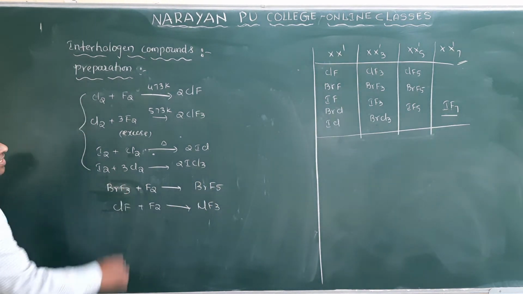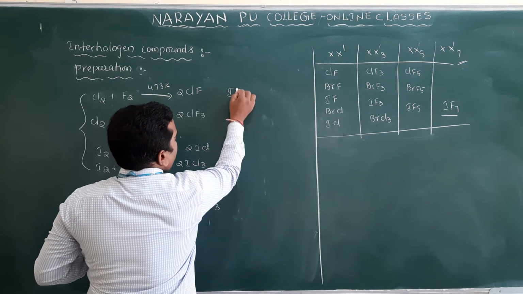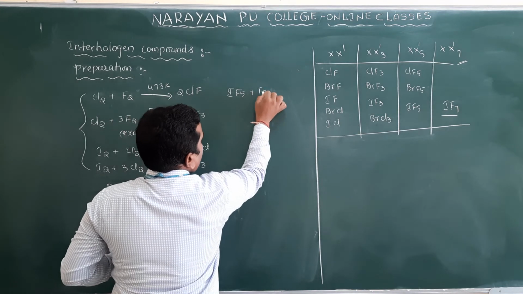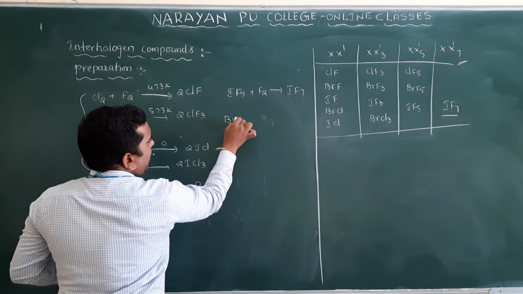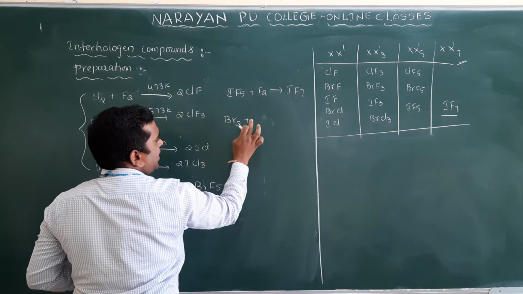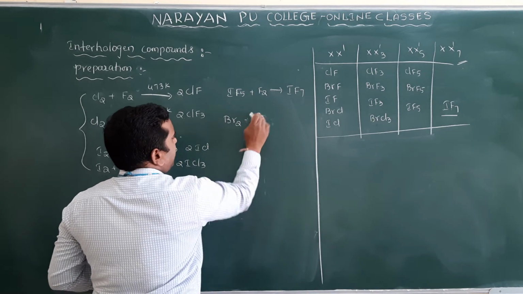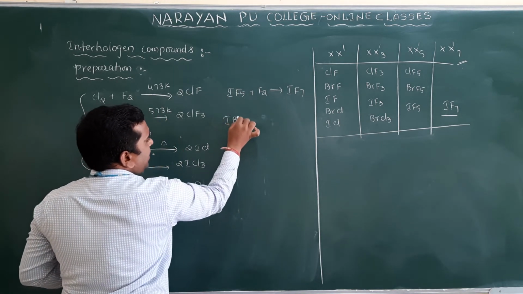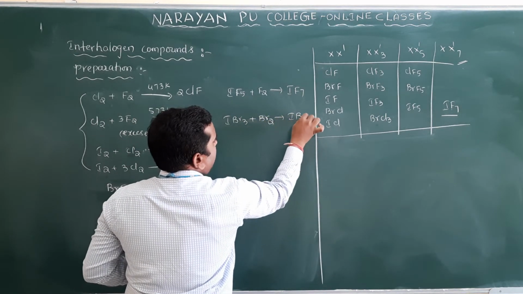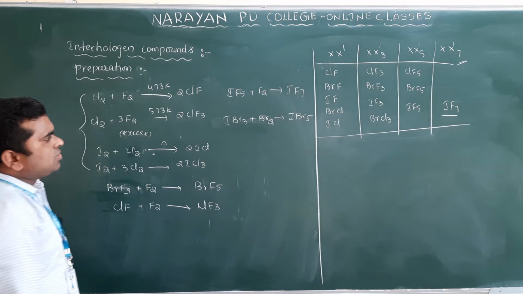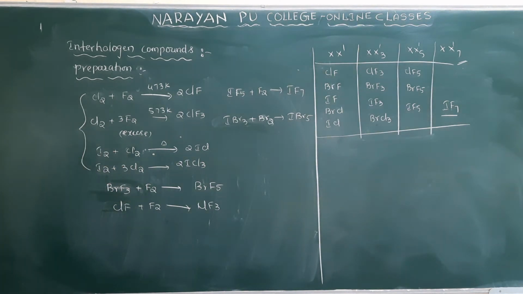So this is my preparation. Anyway, you can write here IF5 plus F2, and you will get IF7. And you can take here IBr3 plus Br2. Then what will you get? IBr5. Clear? So this is about the preparation of interhalogen compounds.